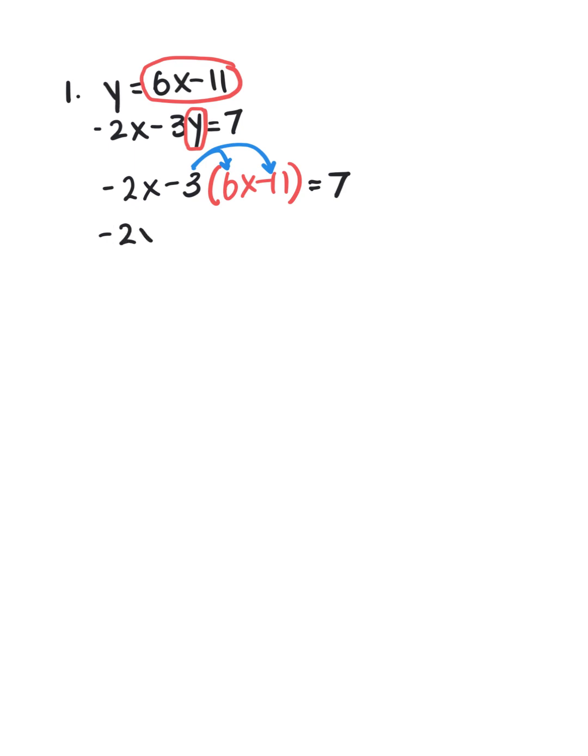The negative 2x doesn't change. But when I multiply negative 3 times 6x, I get negative 18x. And then when I multiply negative 3 times negative 11, I get positive 33. Okay, pay attention to what happened there with those negatives. A negative times a positive is negative. That's why it's negative 18. But negative 3 times negative 11, the negatives cancel out, and that's why it's positive 33.